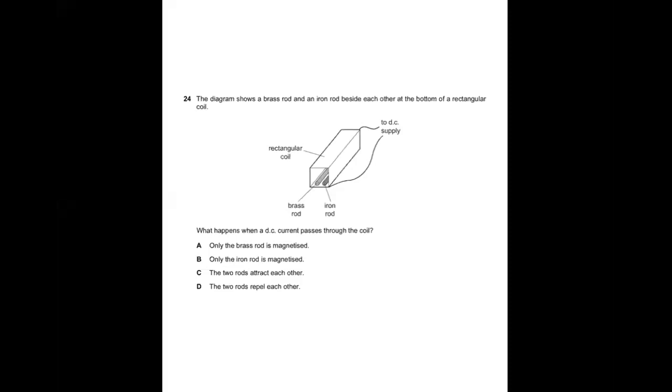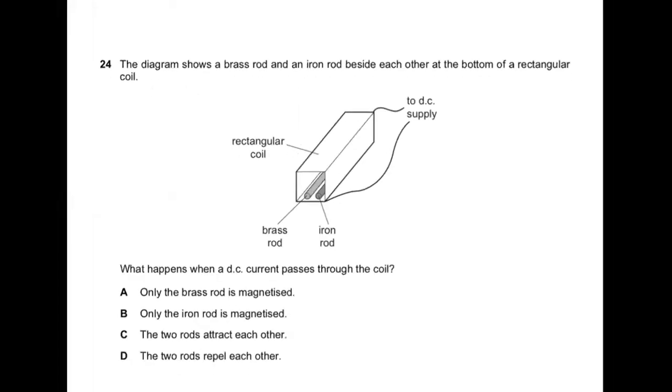The next question is related to magnetization. The diagram shows a brass rod and an iron rod beside each other at the bottom of a rectangular coil. What happens when a DC current passes through the coil? Now, a DC current would make the iron rod a magnet because iron is a magnetic material, but brass is an alloy of copper, and copper is a non-magnetic material. Therefore, only the iron rod is magnetized. So B is the correct option.